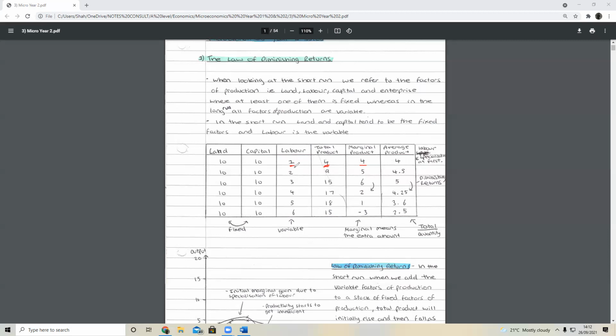Now, if instead of 1 labor we have 2 people working, then 2 people are able to create a total product of 9. So what would be the marginal product from 4 to 9? 5, yeah. Because anytime you hear marginal, it's just the extra amount. Now we have 3 people working. Our total product is 15. What's the marginal product? It's 6, right?